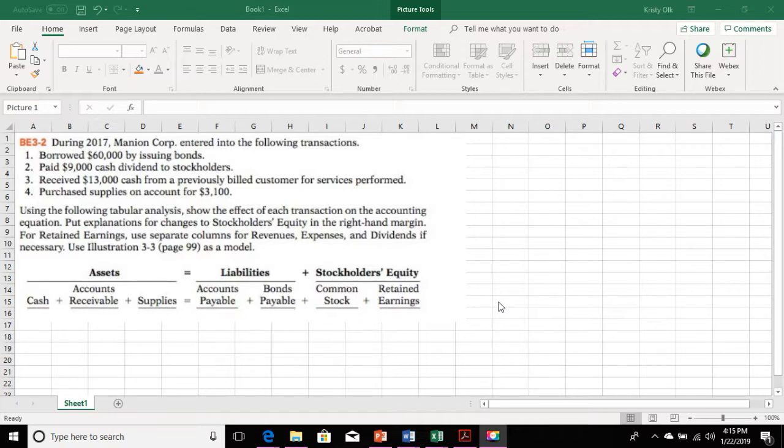They wanted us to use the tabular analysis to show the effect of each transaction on the accounting equation. Then they want you to put an explanation for the changes to stockholders' equity in the right-hand margin. For retained earnings, use separate columns for revenues, expenses, and dividends if necessary, and they refer you back to illustration 3.3 on page 99 as a model to work this problem.